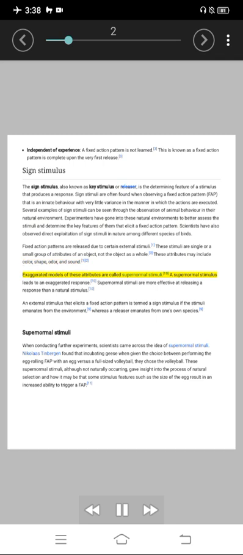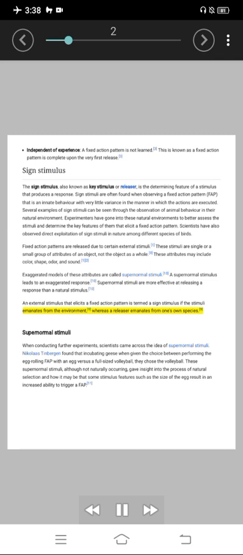A supernormal stimulus leads to an exaggerated response. Supernormal stimuli are more effective at releasing a response than a natural stimulus. An external stimulus that elicits a fixed action pattern is termed a sign stimulus if the stimuli emanates from the environment. Whereas a releaser emanates from one's own species.